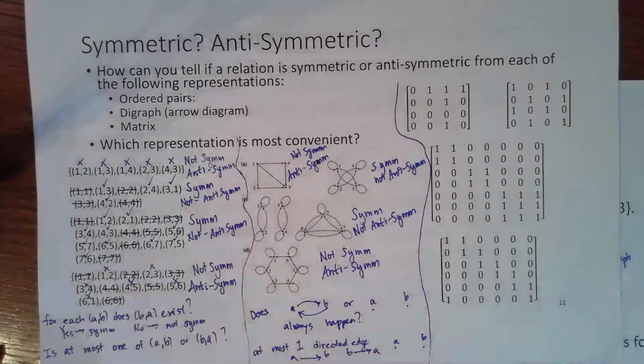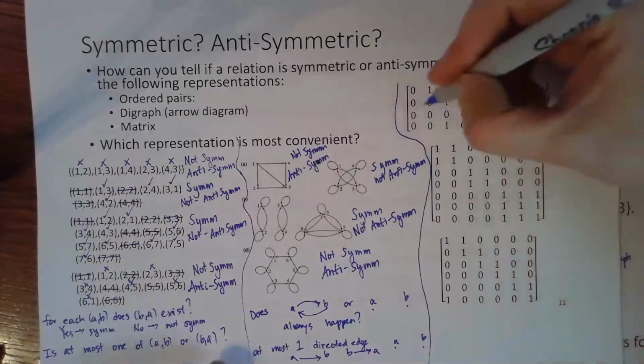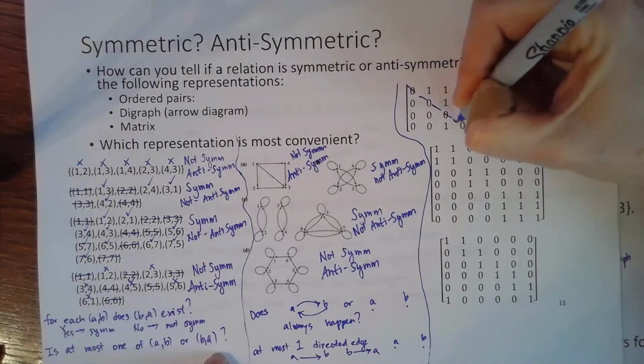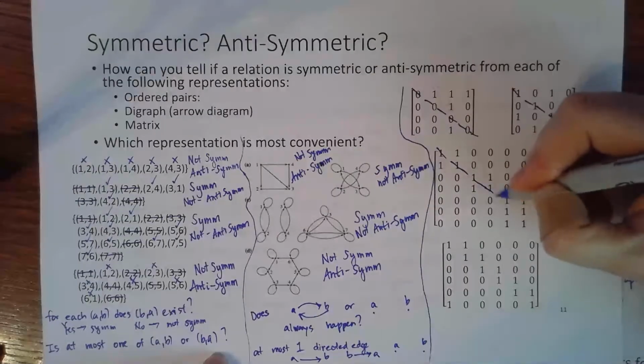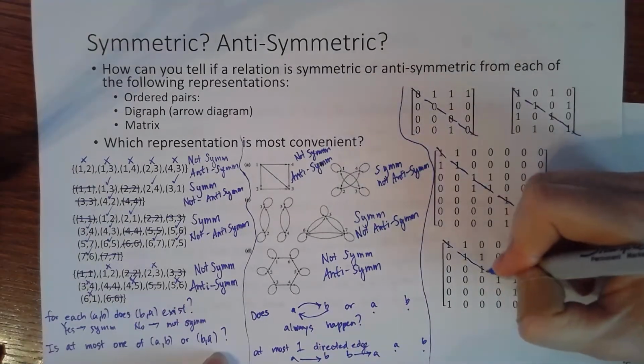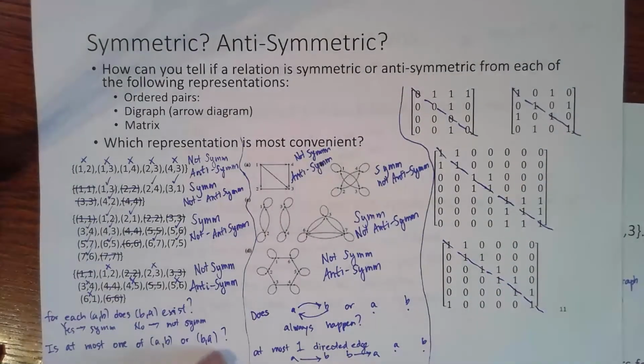Remember, we're only considering where x is not equal to y. So I'm just going to take out the diagonal. I don't need to look at the diagonal. I'm only considering where x is not equal to y, so let me get rid of the diagonal.